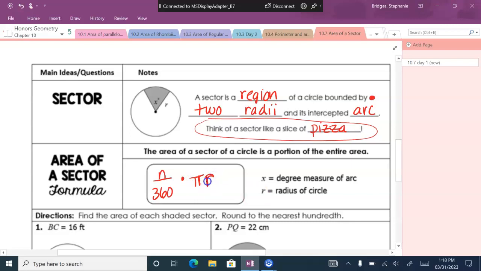So the formula for area of a sector is that formula that we just wrote down. The n over 360 is the part of my circle, whatever fraction. That n is my central angle. N over 360, and then just times the area formula, pi r squared.